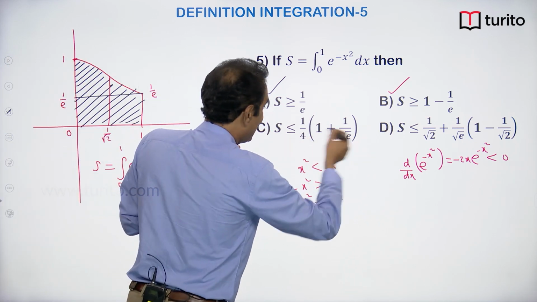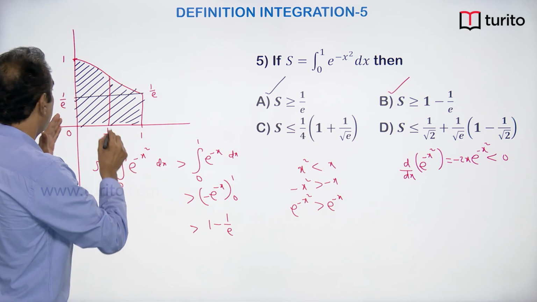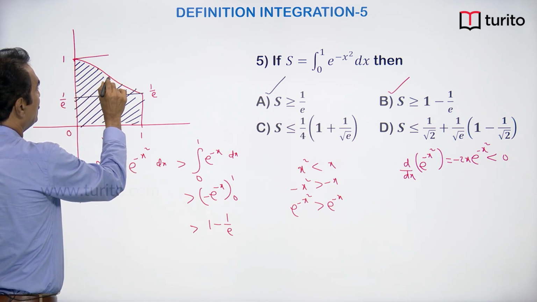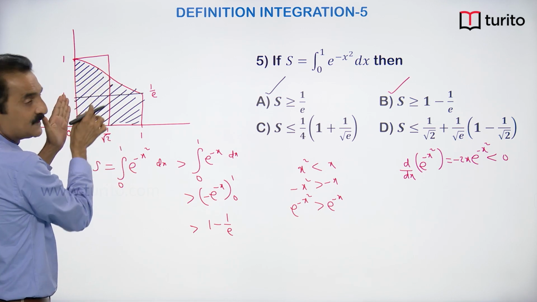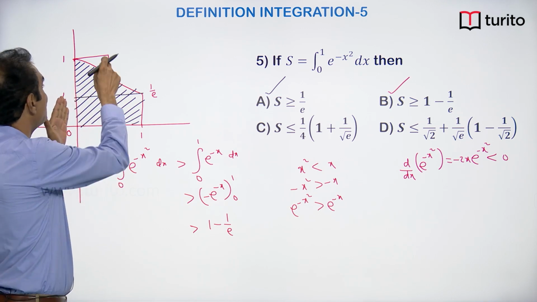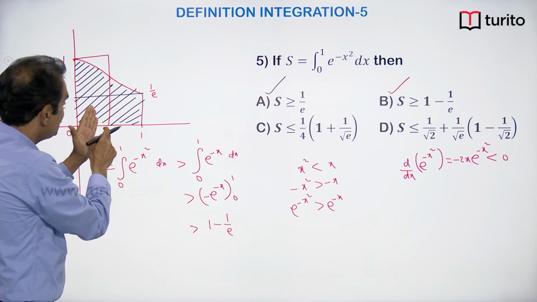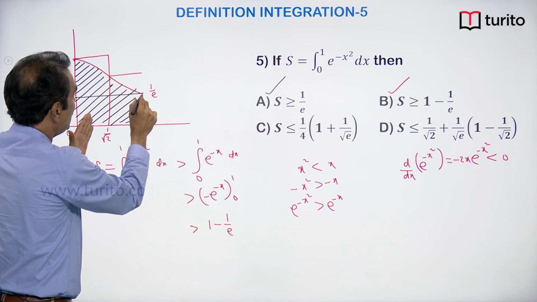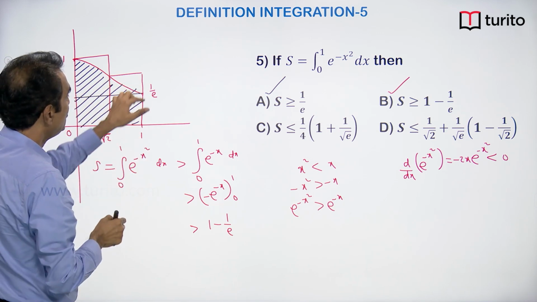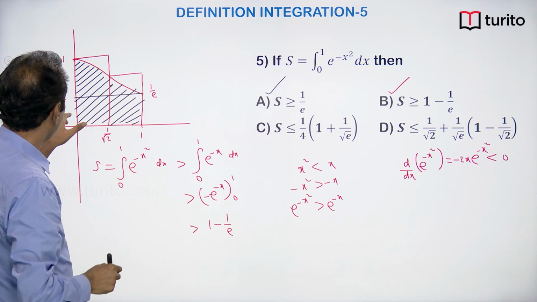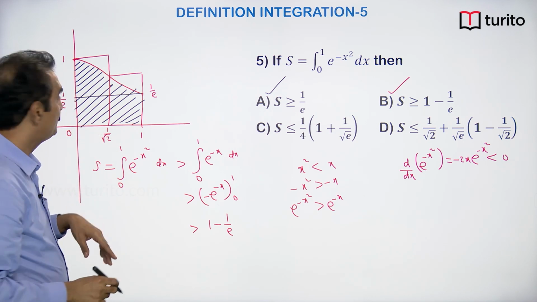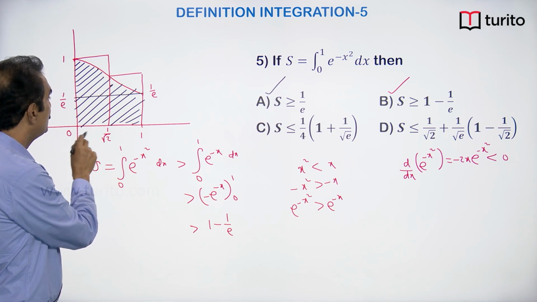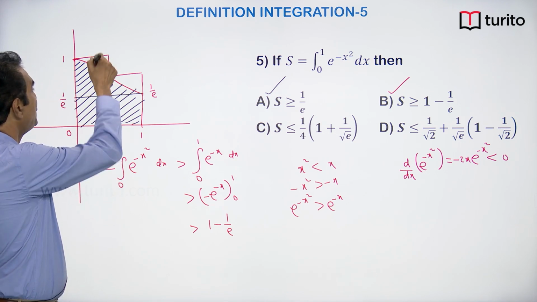I have to write less than in both the cases. For less than, what we will do, draw a bigger rectangle. In this interval, this area of the shaded part is less than the area of the big rectangle. Similarly, in this interval, this area of the shaded part is less than the area of the bigger rectangle. What is the area of this bigger rectangle? Tell. This is 1 by root 2. Okay. What is the side 1?